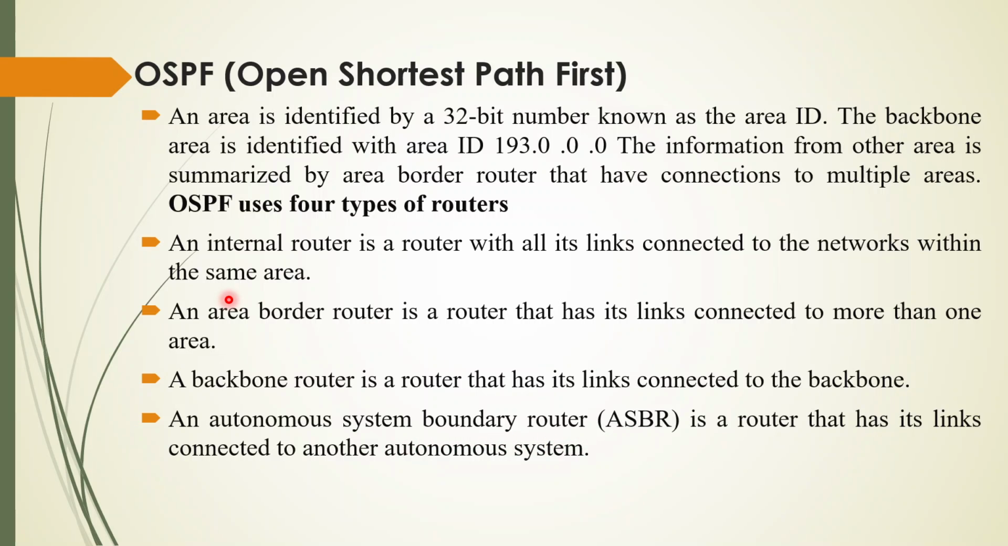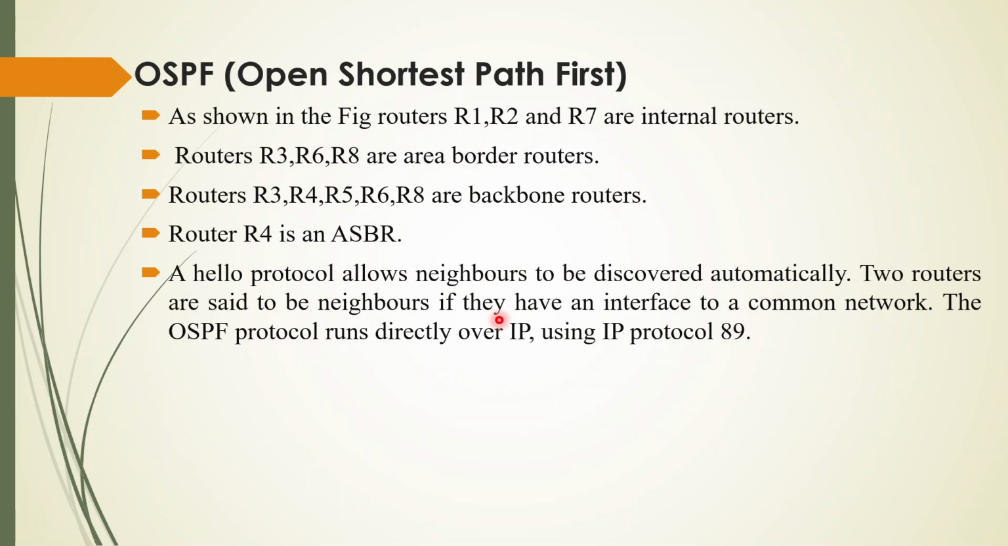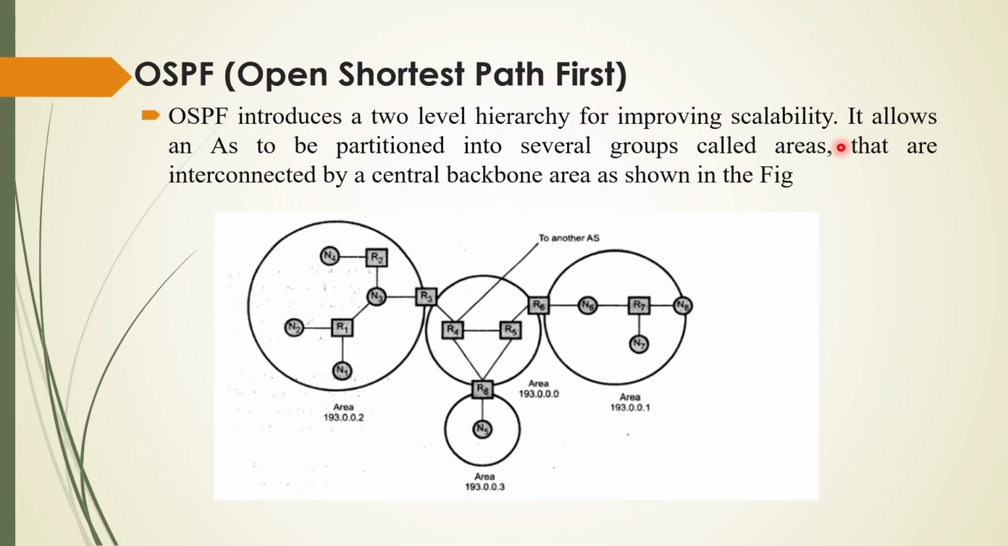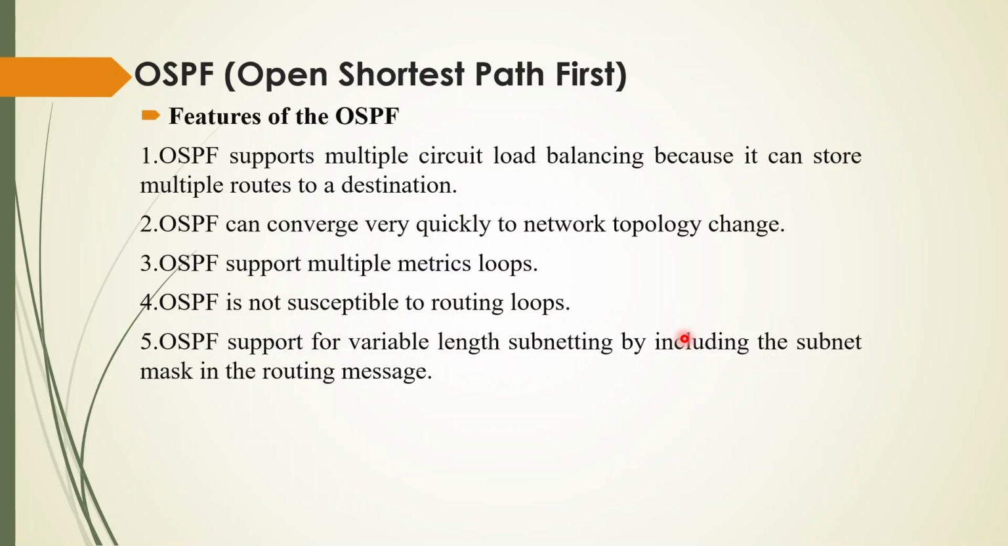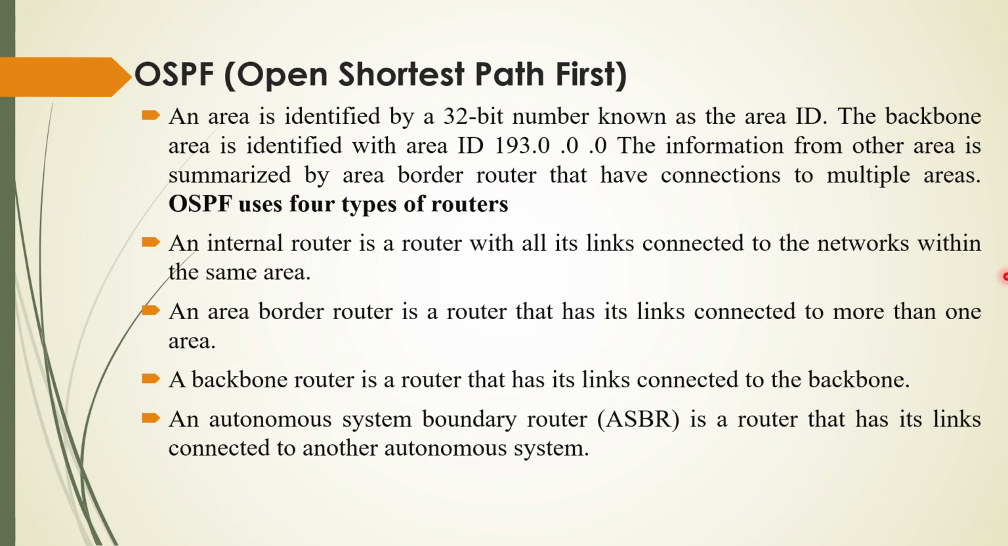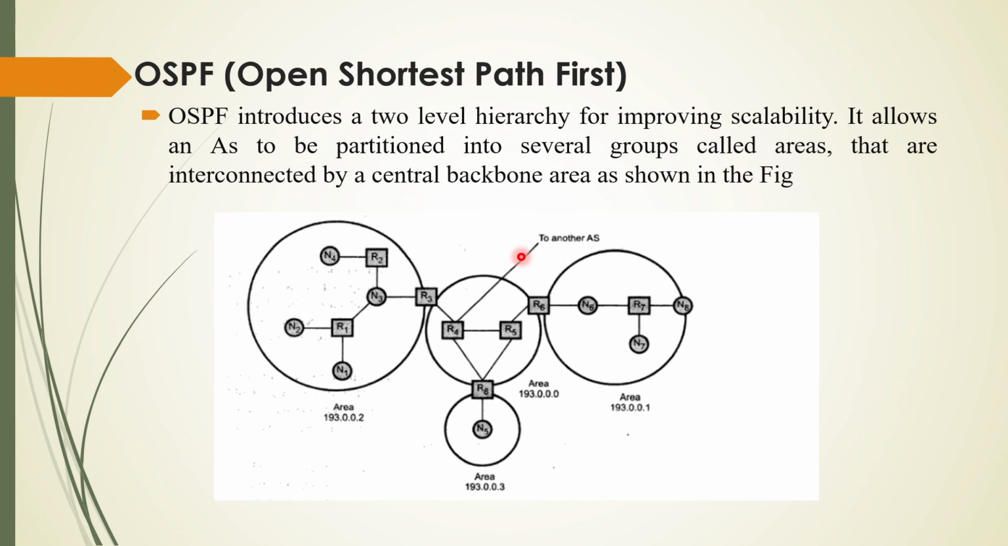So there are 4 types of router. First is internal router, second is border router, third is backbone router, and fourth is autonomous system boundary router that OSPF will use. As shown in the figure, routers R1, R2 and R7 are internal routers as they are in the same area. For this area we have R1 and R2, for this area we have R7. So they are the internal routers.